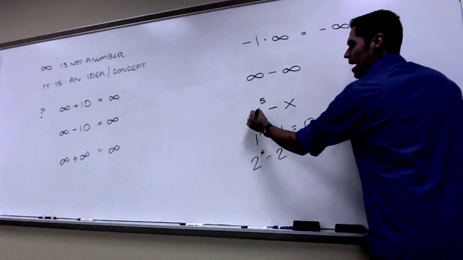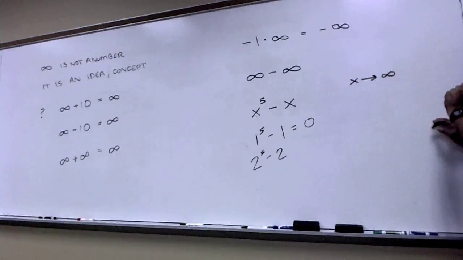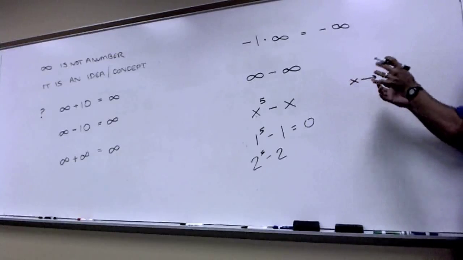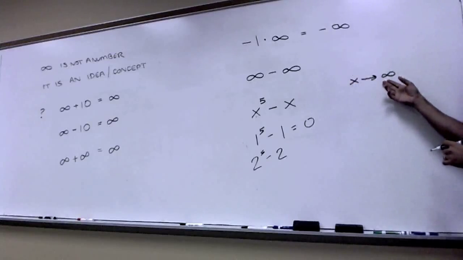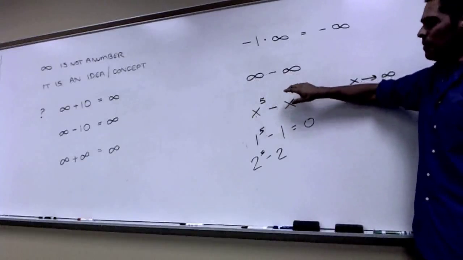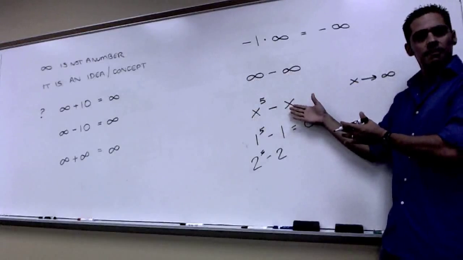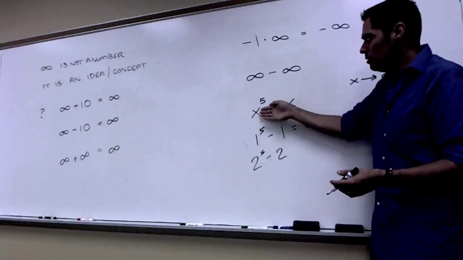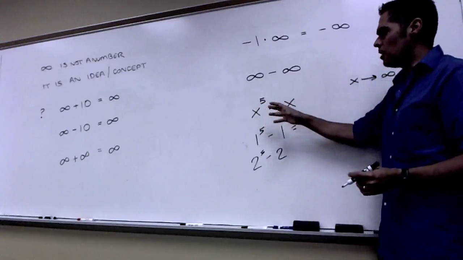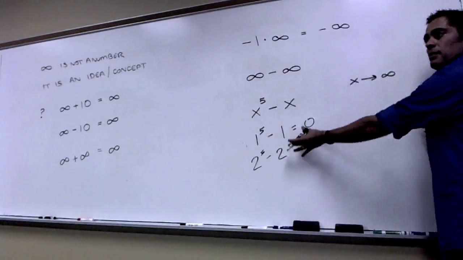So if I let x get big, go to infinity, this arrow means I'm letting x approach infinity or get larger. If I allow that to happen, then this term becomes infinite, doesn't it? And this term becomes infinite also. But this one is getting bigger so much faster that the other is almost insignificant here. This is a fifth degree polynomial, and you're subtracting a linear expression. This number is always going to be small compared to that. So this term will dominate, and the answer in this case looks like it would be positive infinity.